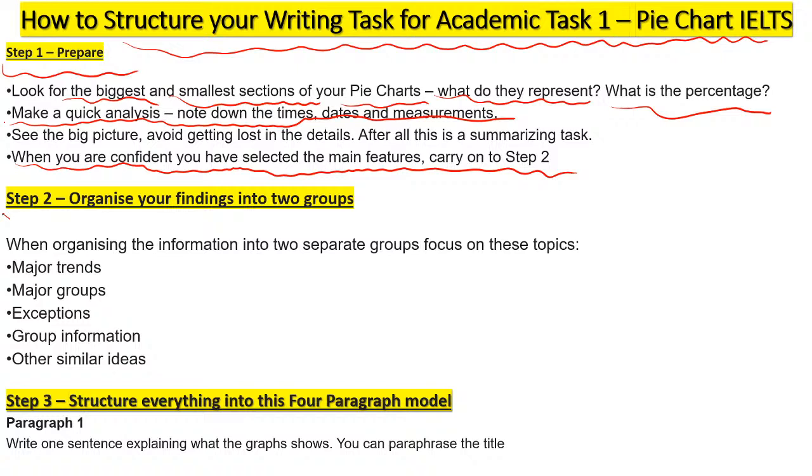So what is step 2? Step 2 is to organize your findings into two groups. That is your task. When you are organizing the information into separate groups, focus on these topics: the major trends, major groups, exceptions, group information, and other similar ideas. I'm repeating it once again for you. You need to describe major trends, major groups, exceptions, group information, and other similar ideas.